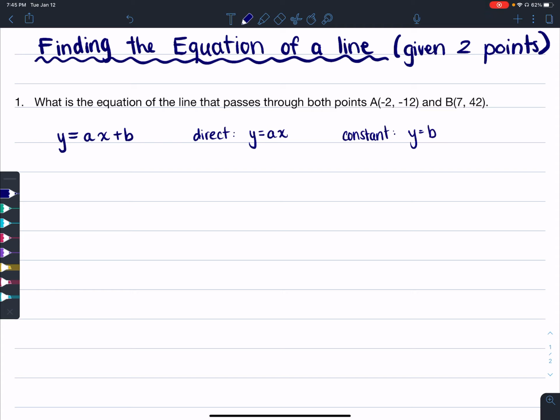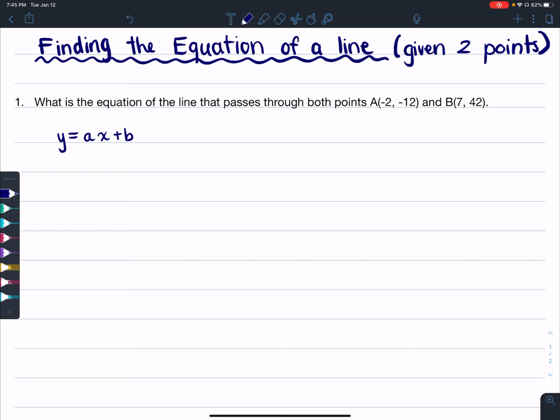or a number. But in this case we don't really know if the line that passes through A and B is direct or constant. So we're going to be using that general equation of y equals ax plus b, since this one works for all lines, whether they are constant lines or direct lines.